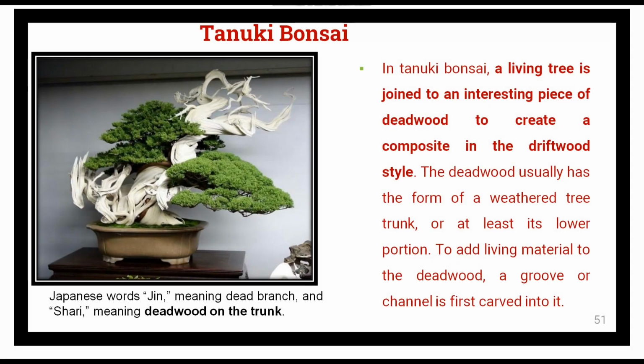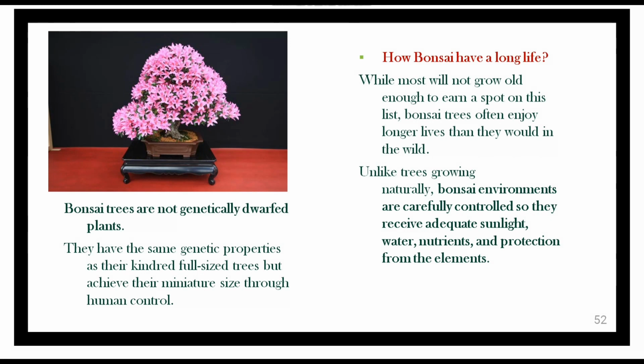And this is the Tanuki bonsai. It is a living tree joined to an interesting piece of dead wood, and the driftwood style is used here. In Japanese, jin means dead branch and shari means dead wood on the trunk. This is the Tanuki bonsai.